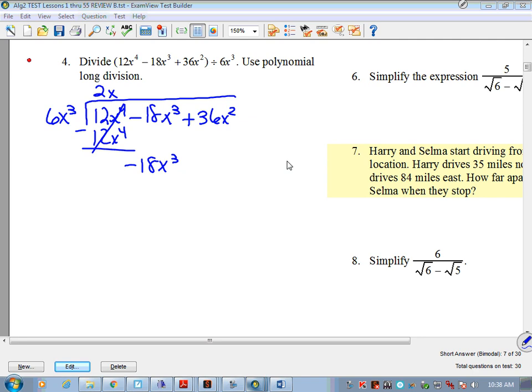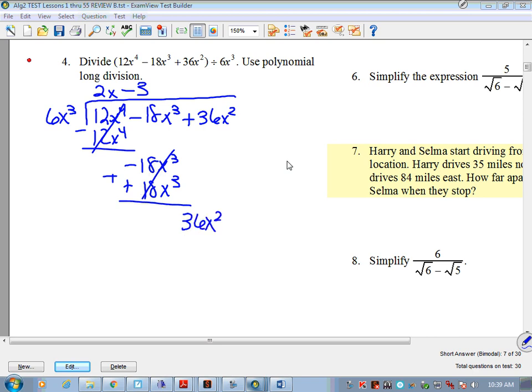Right? In order to get 6x cubed into negative 18x cubed, I'd have to multiply by negative 3. It's already x cubed, so I wind up with negative 18x cubed. Subtract, because that's ultimately positive, and you know that these are going to cancel out, and that's going to be 0. And then I've got to bring down this 36x squared.